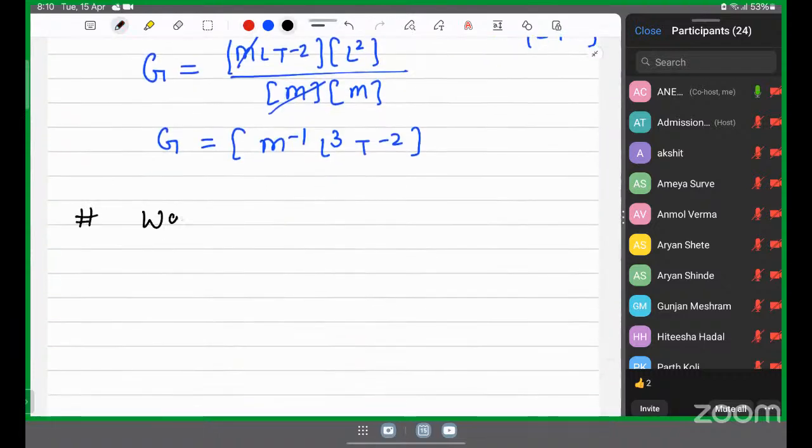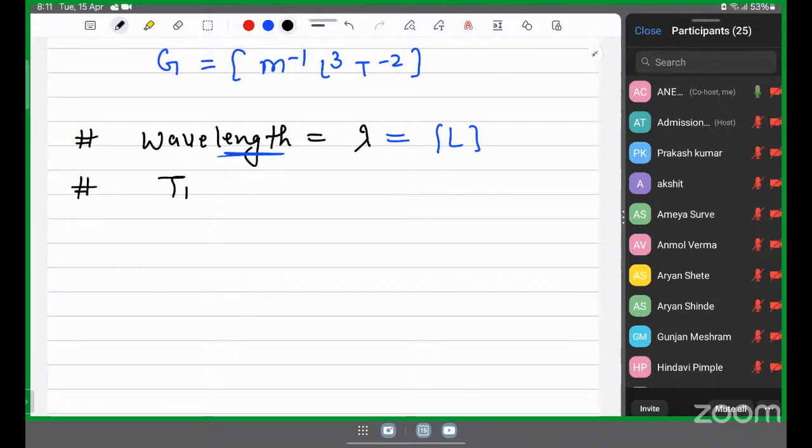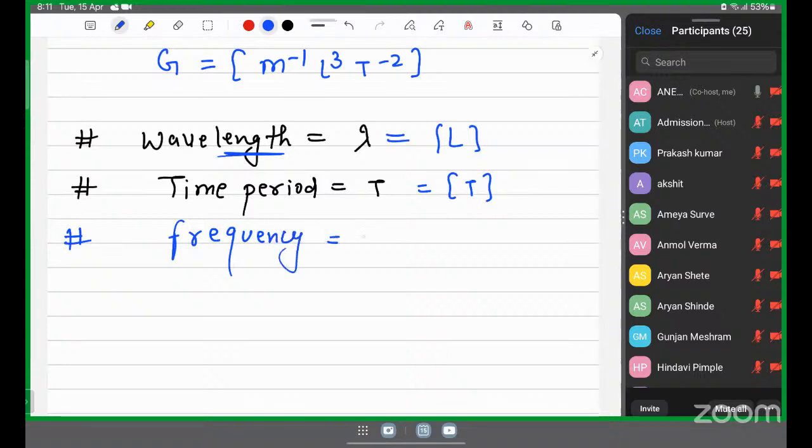Okay. Tell me, what will be the dimension of wavelength? Wavelength is lambda. You have to find out its dimension. What will be its dimension? L, sir. L. Because wavelength is a distance. In fact, length is in its name. So dimension will be L. What is the dimension for time period? T, sir. It will be T. What will be dimension for frequency? Frequency f is 1 by T, inverse T. It will be T inverse.